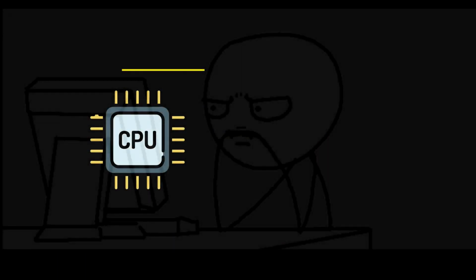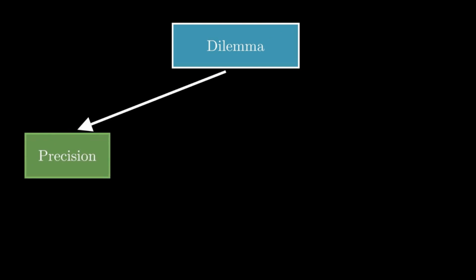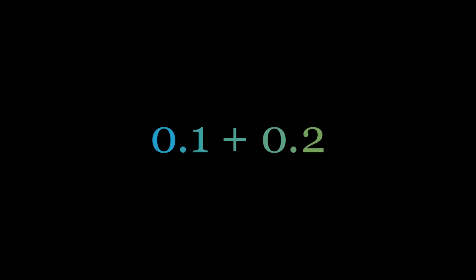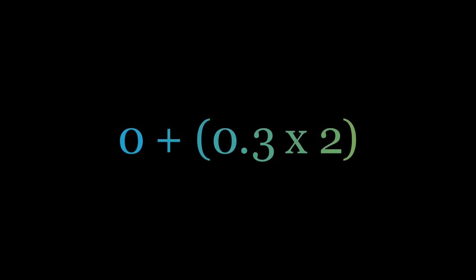Our CPU, which sadly has a fixed memory, can hold only up to 17 decimal places to be precise. So it's in a dilemma between precision and range. While two numbers are added, it splits the output into two parts, one having the whole number and the other having the fractional part. It then multiplies the fractional part by 2 and keeps on doing it until it reaches 0.